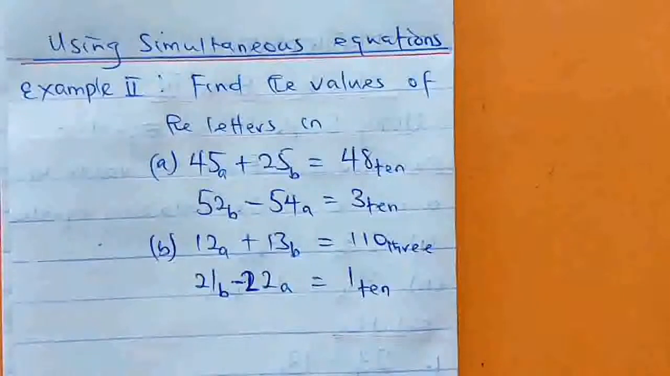45 in base a plus 25 in base b will give us 48 in base 10. Also, 52 in base b minus 54 in base a to give us 3 in base 10. Also, we have question b to be 12 in base a plus 13 in base b to give us 110 in base 3. And we also have 21 in base b minus 22 in base a to give us 1.